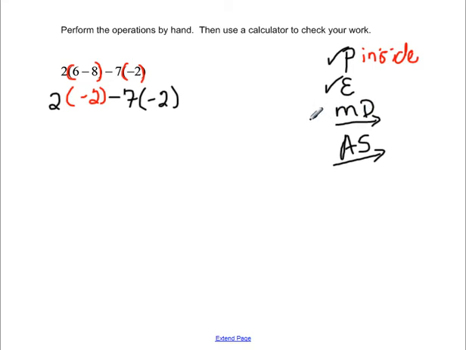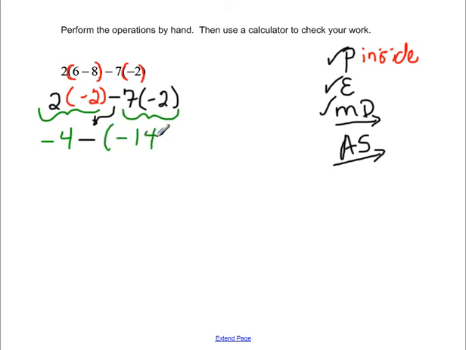Now we're going to go ahead and do our multiplying step. So when we do the multiplication, we've got two multiplications to do. So 2 times negative 2 is going to give me negative 4. Okay. And we're going to talk about two different ways to deal with this second part here. The first way is to go ahead, bring down that subtraction sign, and then to multiply 7 times negative 2. 7 times negative 2 is negative 14.